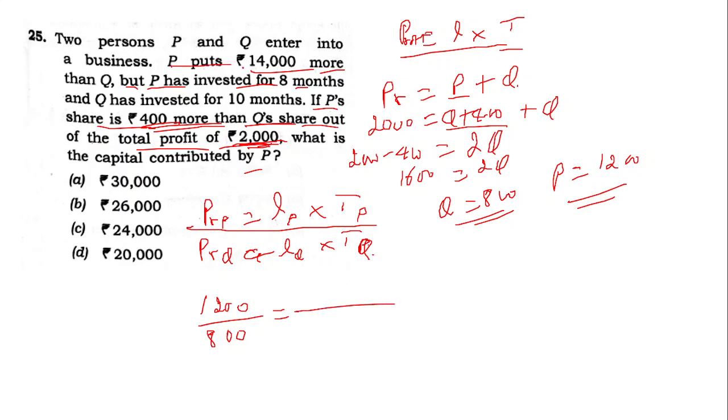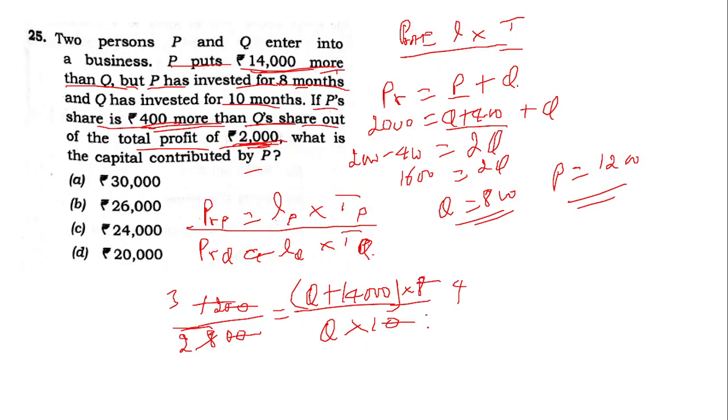Equal to what is the investment of P? It says P puts 14,000 more than Q. So whatever Q puts plus 14,000, into 8 months is given here, divided by Q, so how much time? 10 months. Okay, so let me first solve on the left hand side. 0000 gets cancelled. 4 3s are 12. Okay, so 3 by 2. Here can I cancel? 2 4s are 8. Okay, if I cross multiply this will become 3 into 5, 15 into Q.